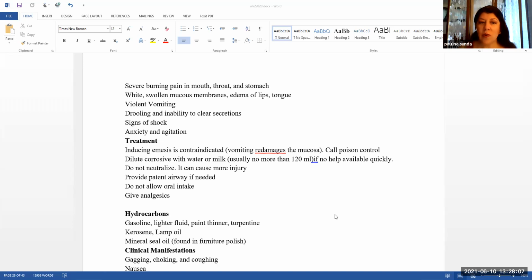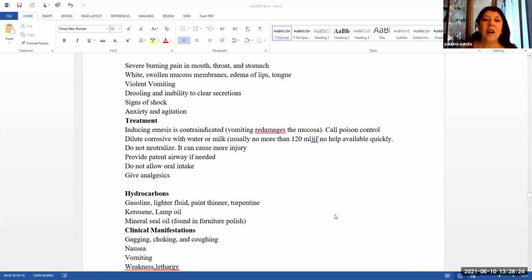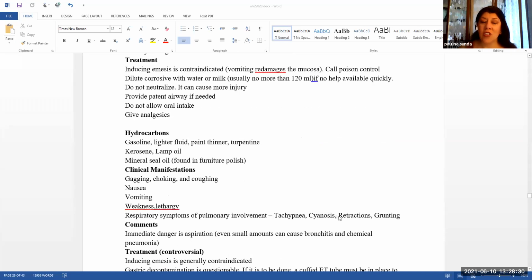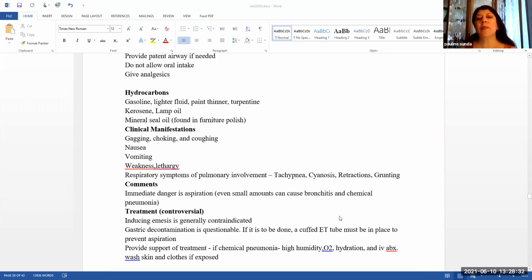Call poison control. Dilute the corrosive with a little bit of water and milk, usually no more than 120 milliliters, and this is if there is no help quickly available. Don't neutralize because it can cause more injury. Definitely provide a patent airway and don't allow oral intake other than that little bit of water or milk, and they will give analgesics.